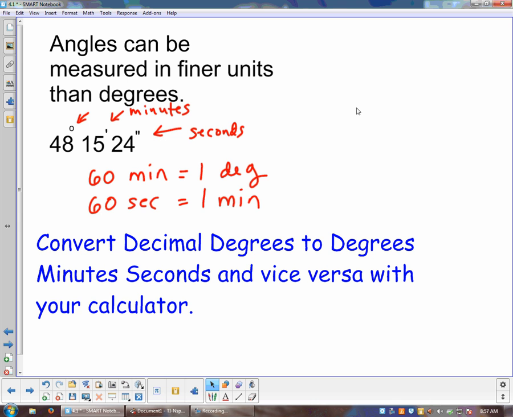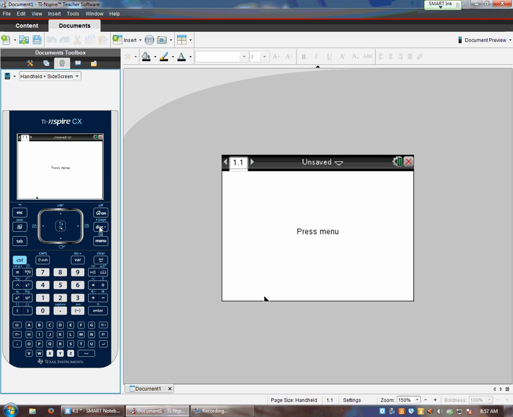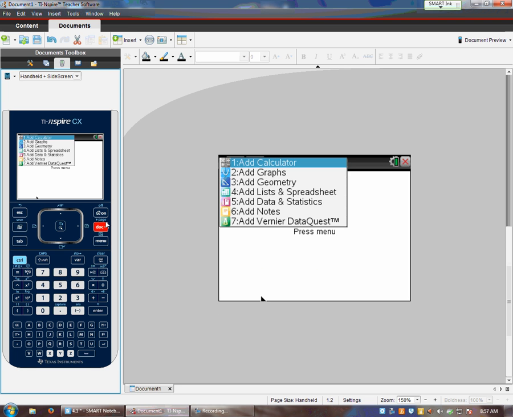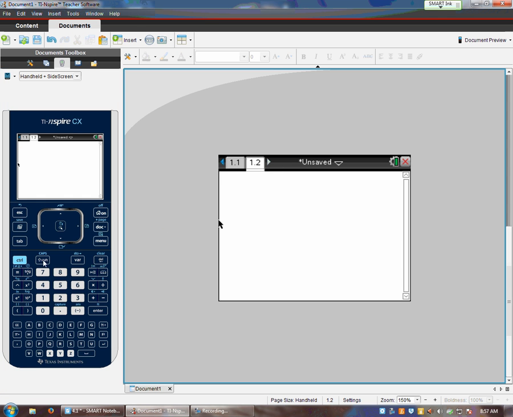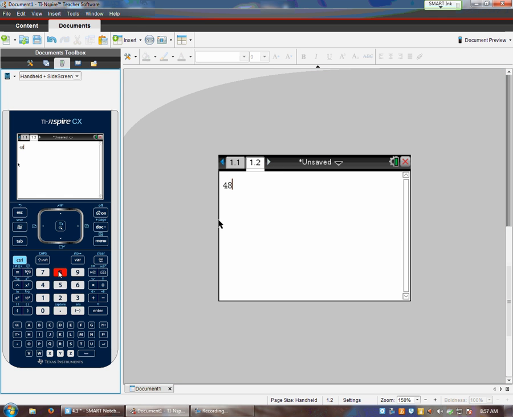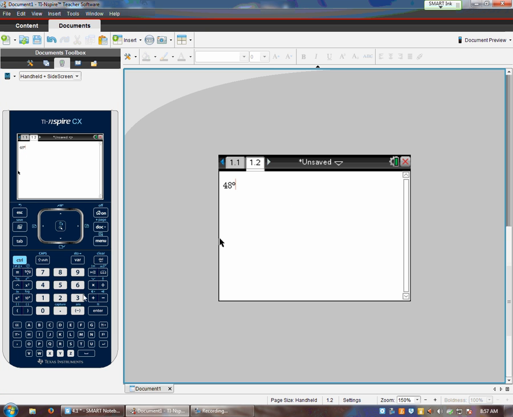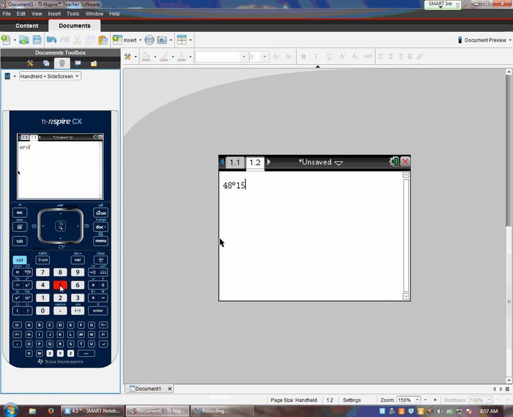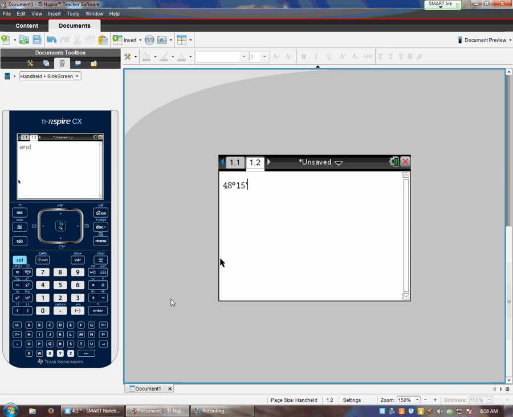So let's pull up our calculator, and this was 48, 15, 24. If we go to a calculator page, and we want to do 48 degrees, we enter 48 and then the degree symbol. For the degree symbol, you push this question mark button down here, and then you can pop in the degree symbol. 48 degrees, 15 minutes, so we do 15. And then again we push that question mark button and push that little minute symbol. And then this was 24 seconds.